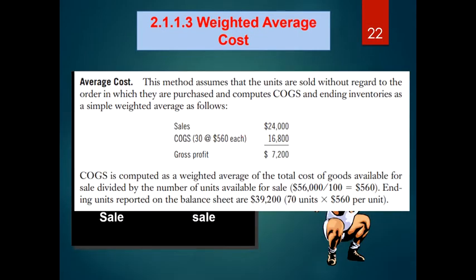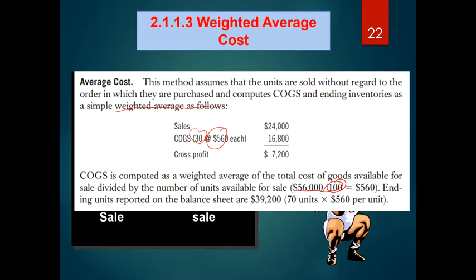Okay, contoh dia. So this method assumes that the units are sold without regard to the order in which they are purchased and computes cost of goods sold and ending inventory using a simple weighted average as follows. Dia terus dia bahagi. Nampak ni, dia kata RM56,000 kita bagi dengan unit dia 100 kan total. So dia akan dapat terus 560. So sebab tu cost of goods sold 30 darabkan dengan $560. Macam tu dia, very simple.